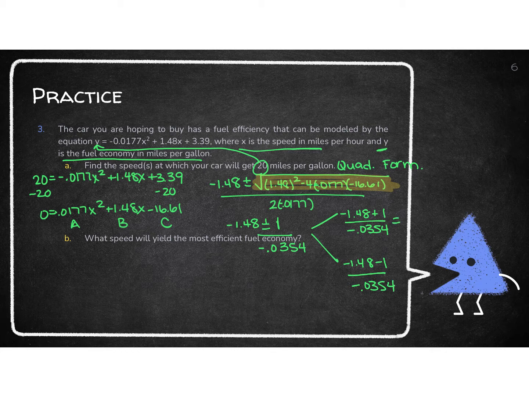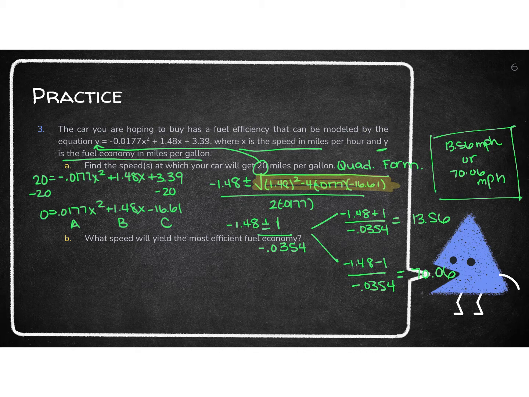So if I do the positive, I'm going to end up with 13.56. And then if I do the minus, I'm going to get 70.06. So you're going to notice that I have 2 answers that are both positive. So there are 2 different speeds that I could go that would yield 20 miles per gallon. So I could go 13.56 miles per hour or 70.06 miles per hour.